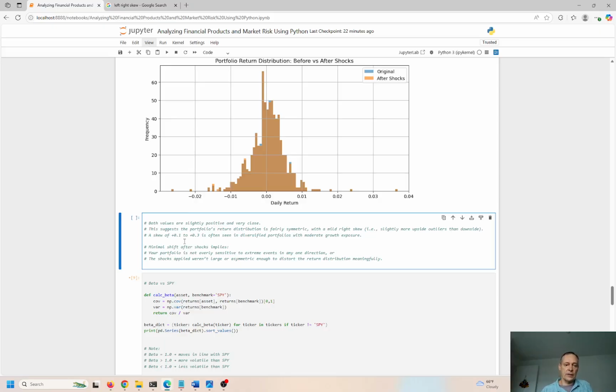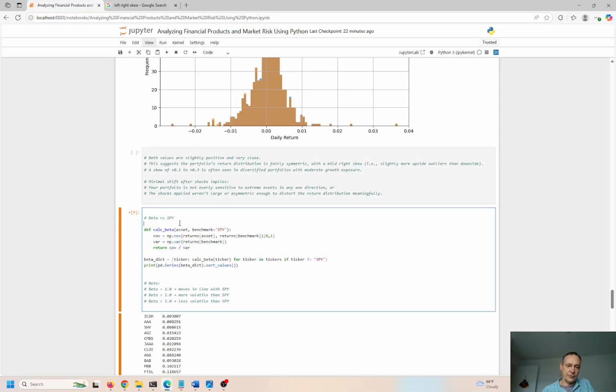Okay, so what else do I have down here? Oh, beta versus SPY. So beta is the sensitivity of a stock, in this case an ETF, to a proxy, right?